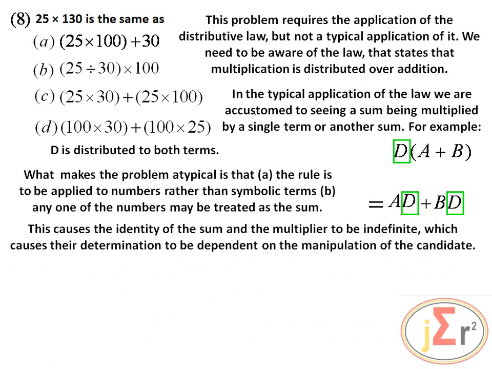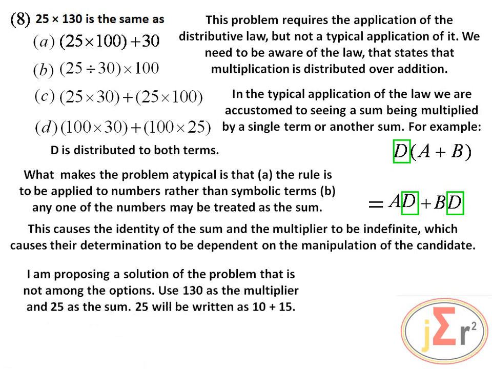This causes the identity of the sum and the multiplier to be indefinite, which causes their determination to be dependent on the manipulation of the candidate. Okay, so let us take a look at what that means. That means we do not know if 25 is the sum or 130 is the sum. And let us say that 130 is the sum. We may use, instead of 100 plus 30, 70 plus 60. All of that is dependent on the manipulation of the candidate. So that kind of causes the problem to be more sophisticated.